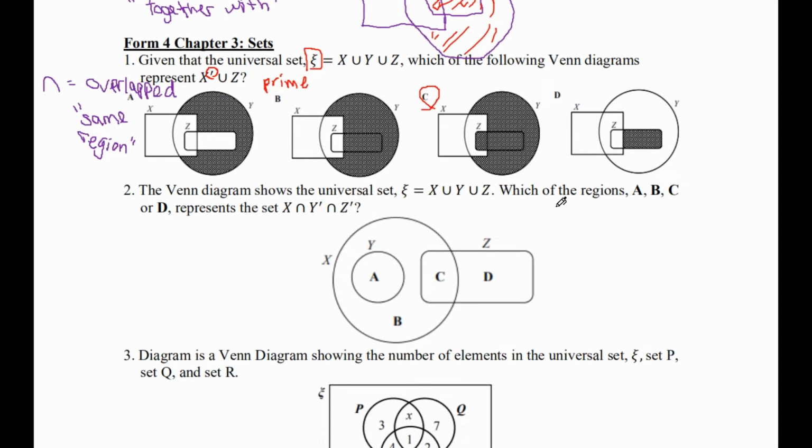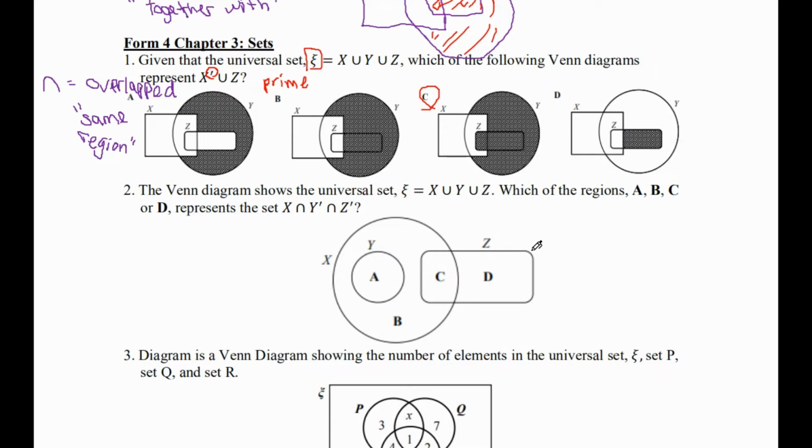Number 2. Which of the regions represent the set x intersect with y prime intersect with z prime? We start with x. So x is this big circle, this one, this part, and this part. Y prime means outside of y. So y is here. Outside of y will be this one, and this one. Z prime, z is here, so z prime will be this part and this part. So the region with the highest number of ticks will be B. So the answer is B.